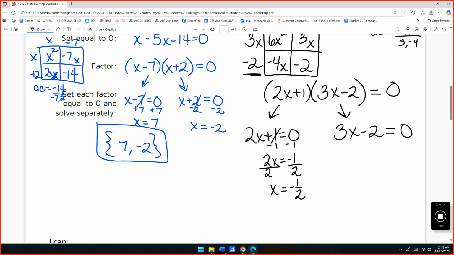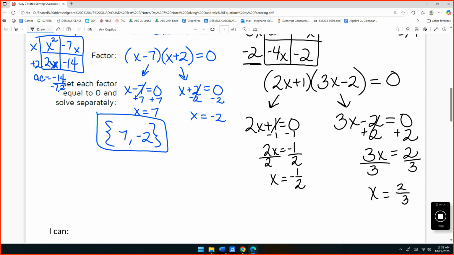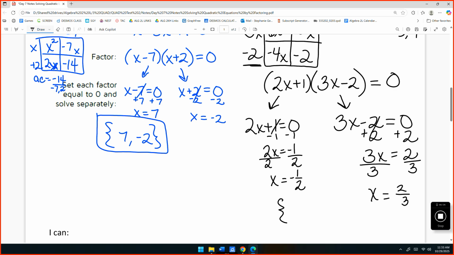And then the other one, we have to add 2. So 3x equals 2. You can't use a shortcut for these ones. We actually have to do the work. And then divide by 3. So x is 2/3. Okay, the only thing left to do is plot these in a solution set: negative 1/2 and 2/3.